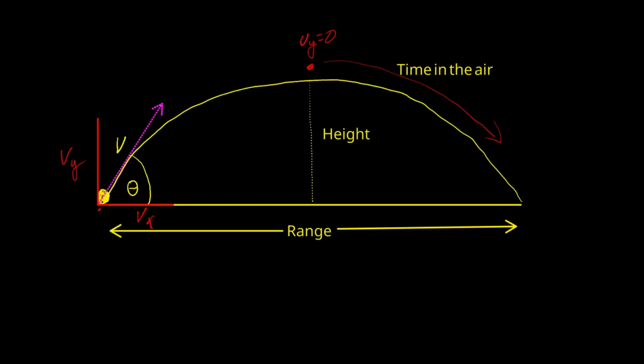So to get started, velocity along the y-axis is equal to the velocity of the object times sine theta, where theta is the angle at which it was projected. Velocity along the x-axis is equal to velocity times the cosine of theta.